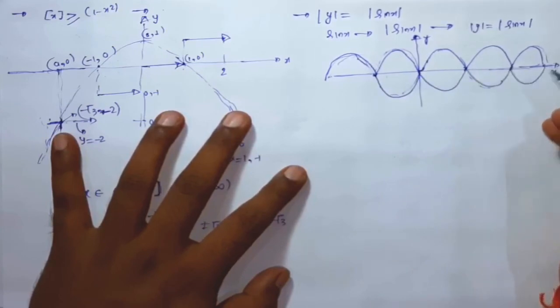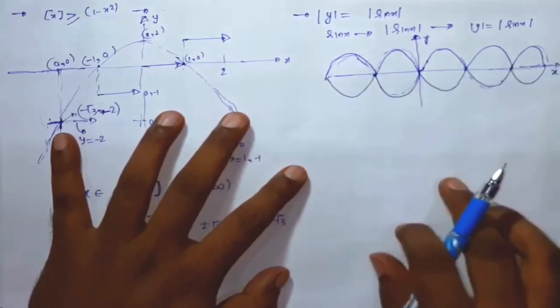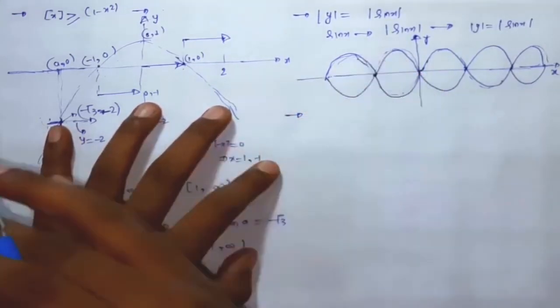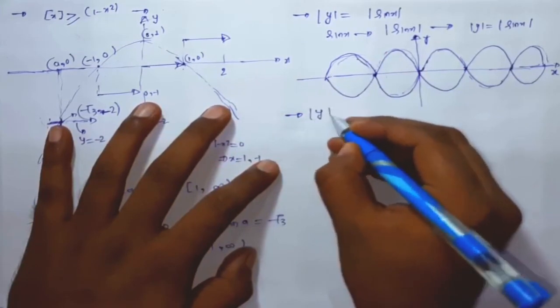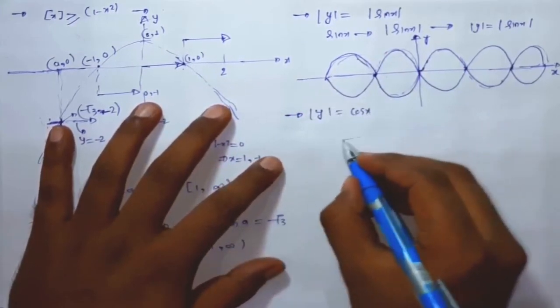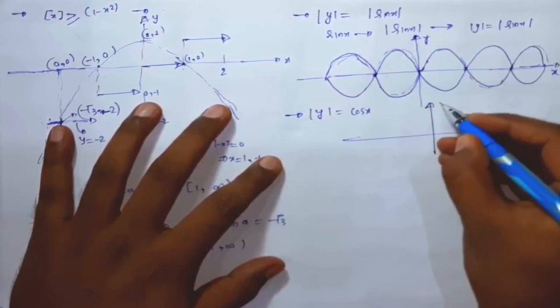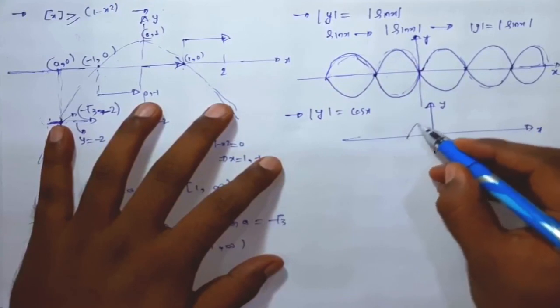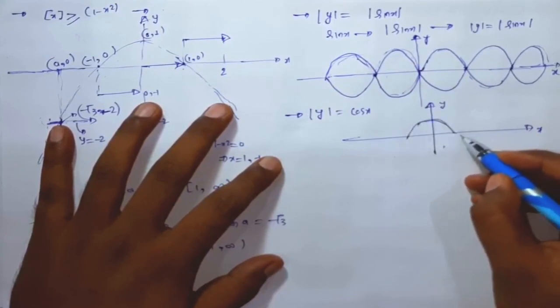Okay, I'm going to take one more example. Similarly, it will be like that. Mod of y is equal to cos of x. We need to draw the graph of this function. How will we draw the graph of this function? This is like this, this will be like this.